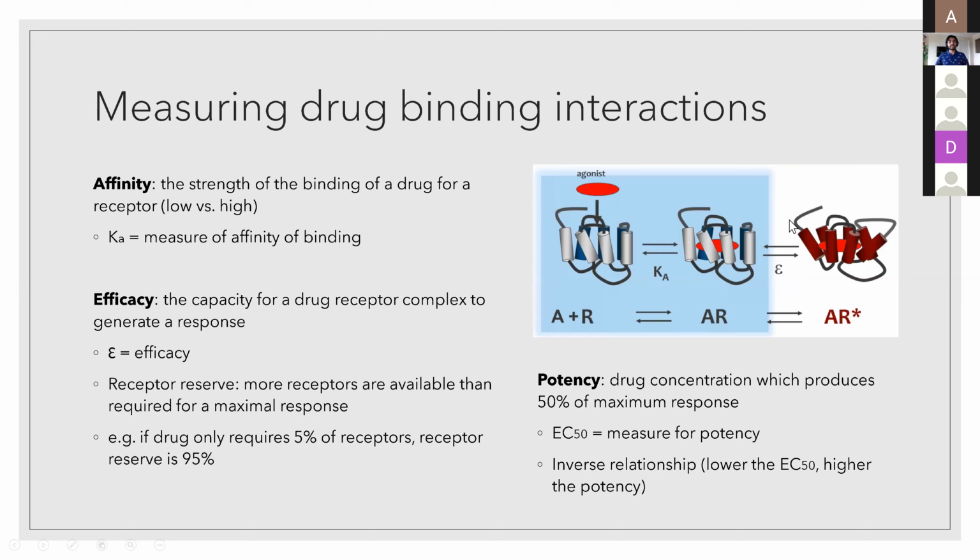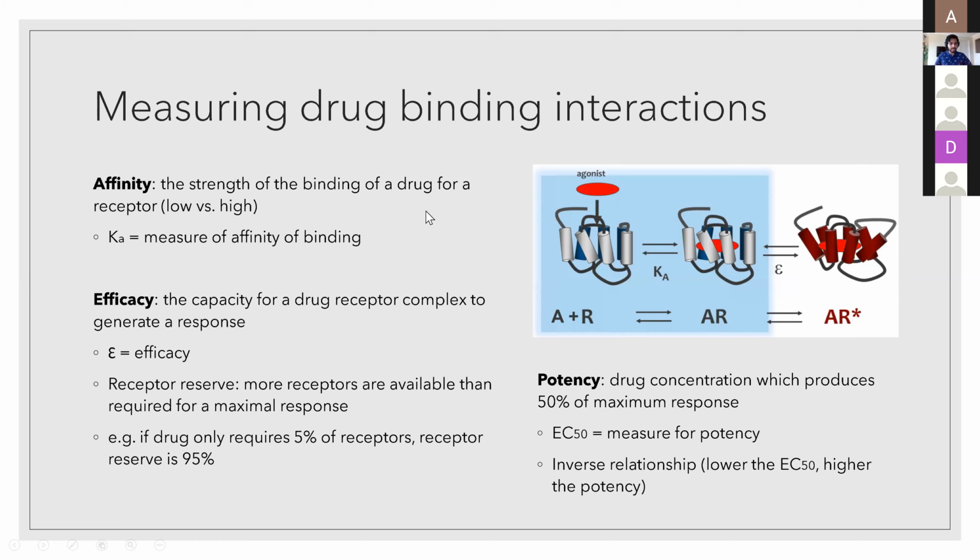There are a number of ways we can measure drug binding interactions, actually 3 ways here. The first being affinity. What this measures is the strength of the drug binding to a receptor. Is that strength high or low? So you can have low or high affinity. A measure we use for this is Ka, and that measures essentially the affinity of binding, and it's a positive relationship. So the higher the Ka, the higher the affinity, the higher the strength of the binding.